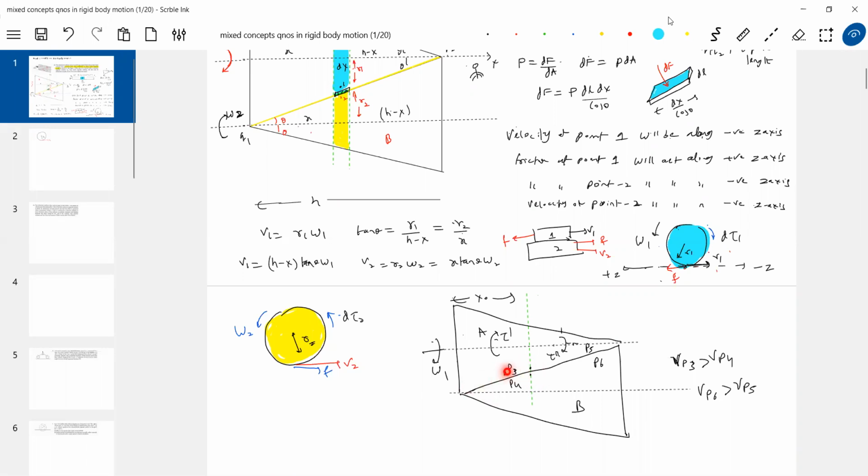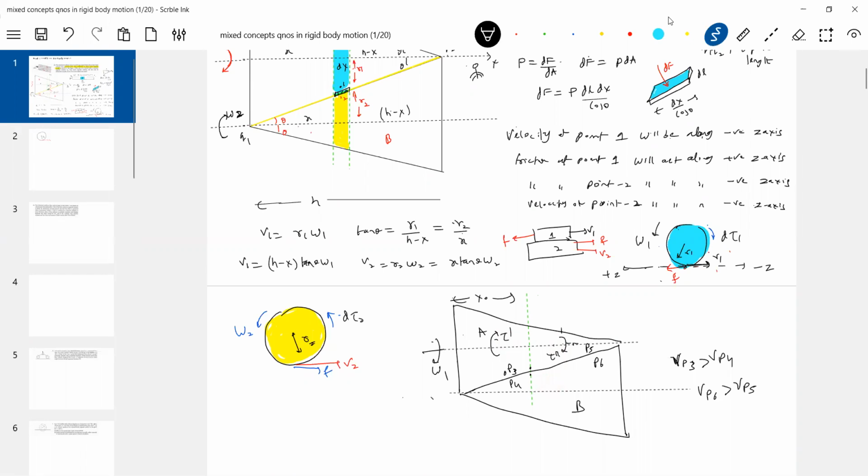In this region, how will the friction act? Because the velocity of point P3 is into the plane, in this region the friction will be out of the plane, along the positive z-axis. What about here? The friction here will be acting along the negative z-axis. Therefore, the torque will be, and finally, what will happen? The net torque on any one cone will be zero, either cone A or cone B. This is what happens here.